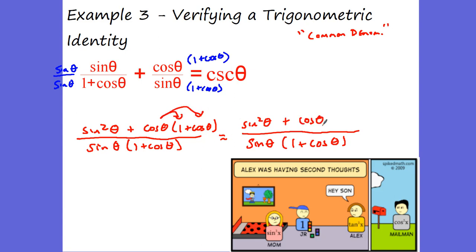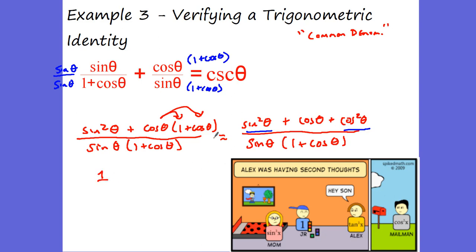cosine of theta times cosine squared of theta. Okay? When I distributed, I had cosine of theta times cosine squared of theta. And so take a look at what we have here. We have sine squared of theta plus cosine squared of theta. What's sine squared of theta plus cosine squared of theta equal to? That's equal to 1. There's my Pythagorean identities, which means that's equal to 1.